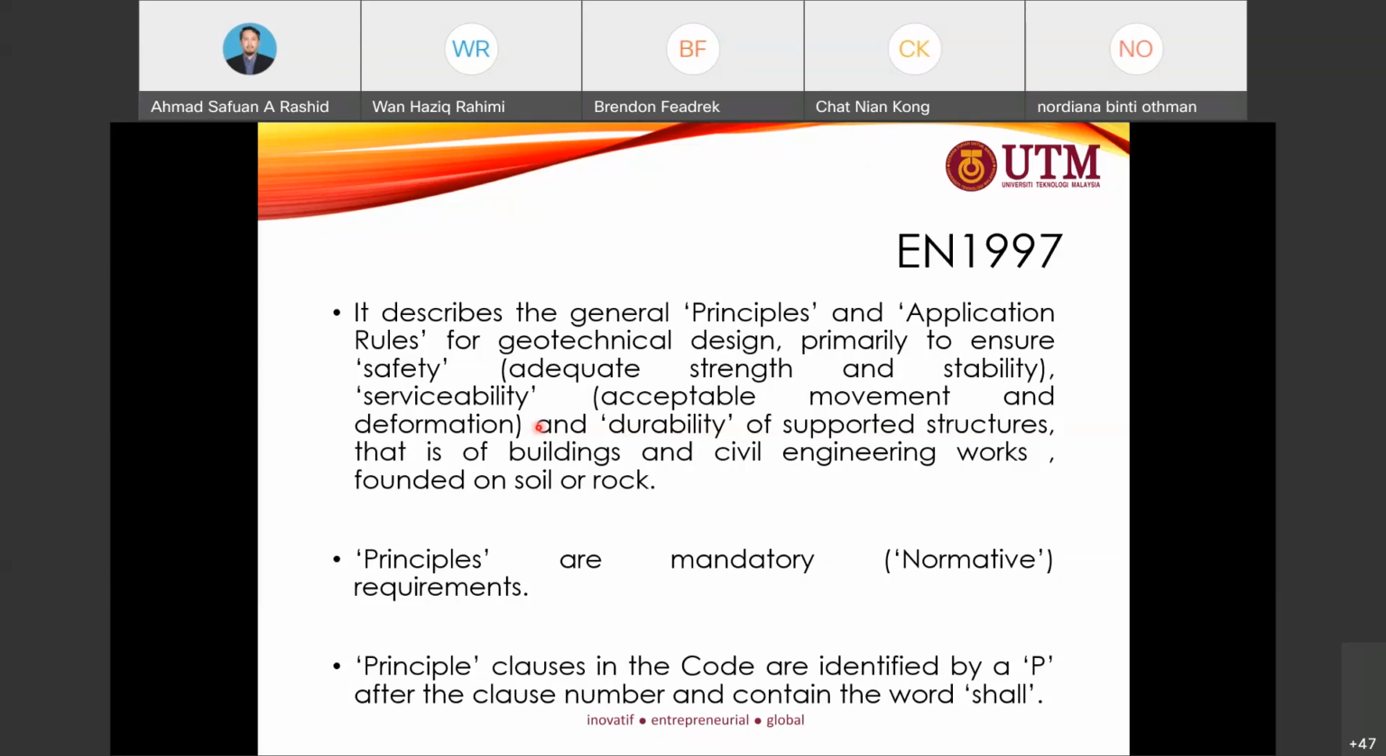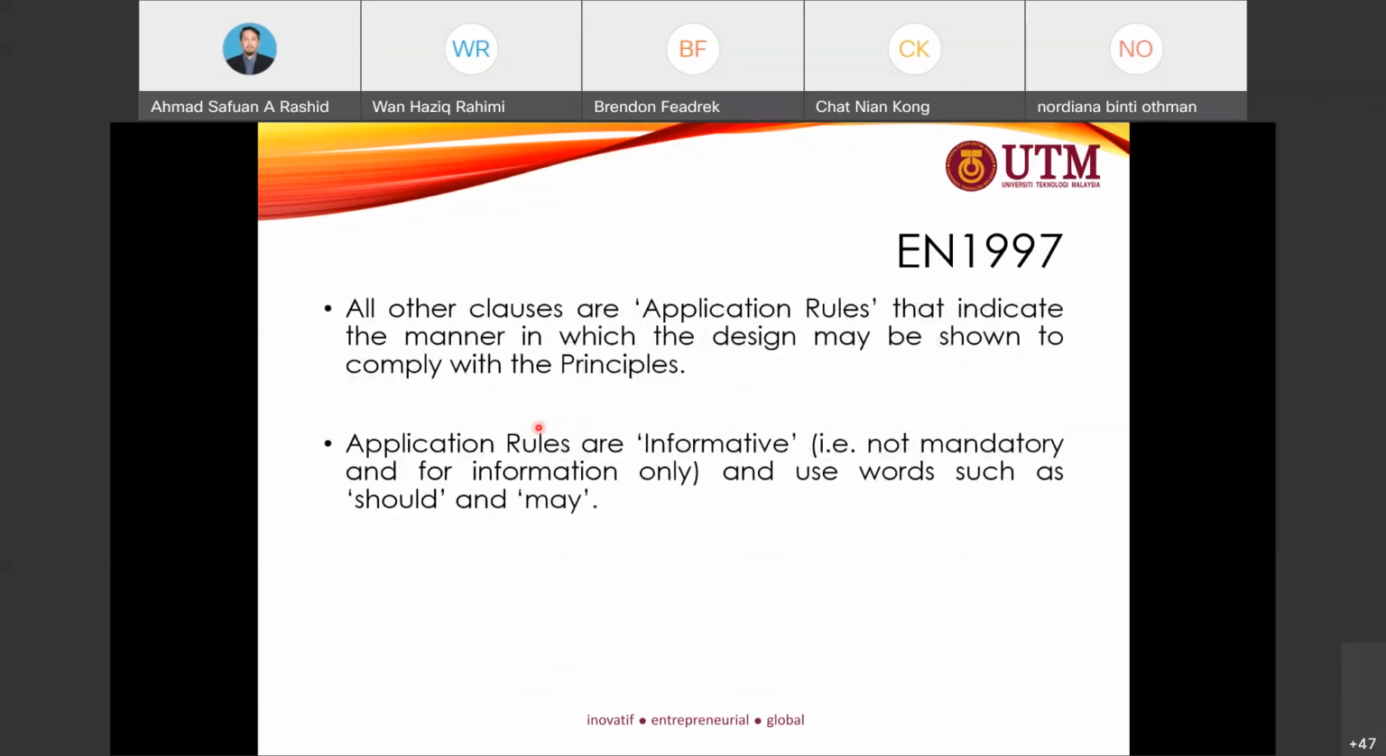Principles are mandatory. Principle clauses in the code are identified by a P after the clause number and contain the word shall. Similar to EN 1990, they have application rules that indicate the manner in which the design may be shown to comply with the principles. Application rules are informative and use words such as should and may.